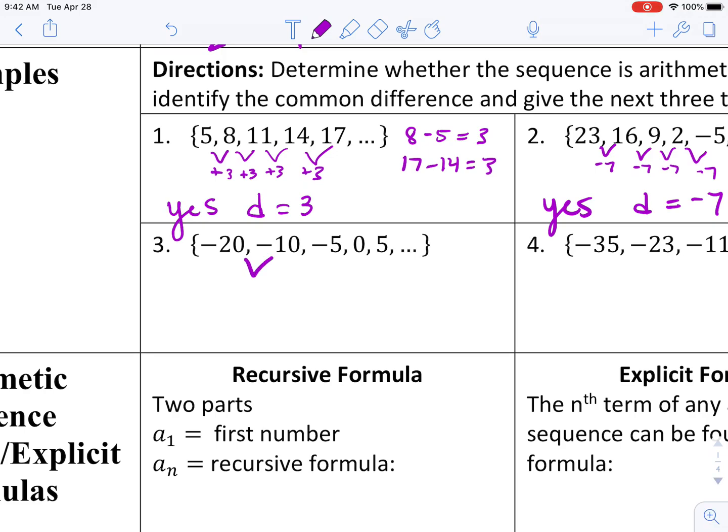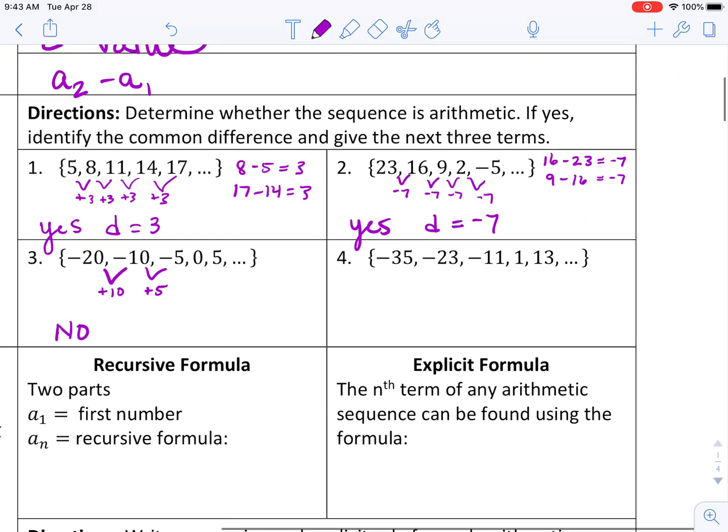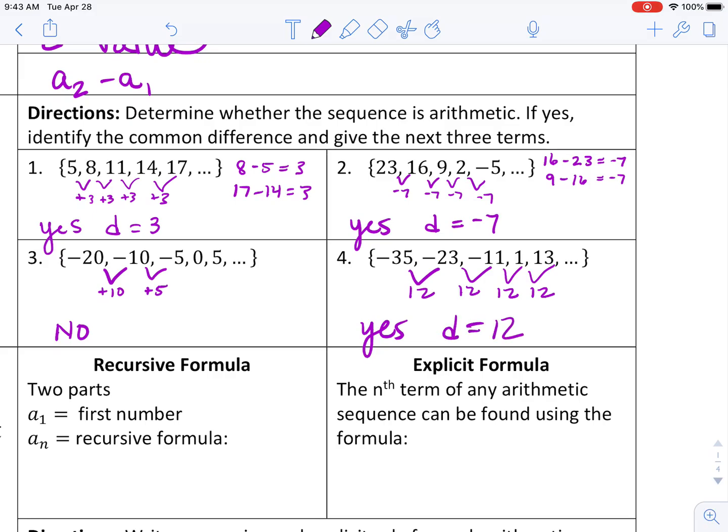In number 3, it looks like we're going up. We went from negative 20 to negative 10. We went up by 10, but then we went from negative 10 to negative 5, so we only went up by 5. So as soon as I see that the difference is not consistent, then no, this would not be able to be an arithmetic sequence. All right, next, as we look from term to term, again, if you're not sure, you could subtract. Again, I see 13 minus 1. That is a difference of 12, so I want to see if it looks like I am adding 12 forward, and it does. So yes, our common difference here is 12.